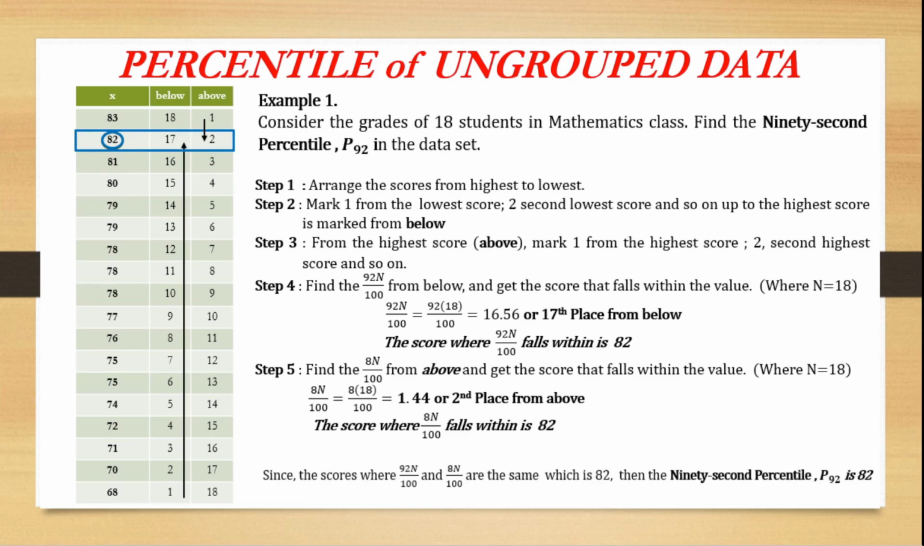Since the scores for 92n over 100 and 8n over 100 are the same, which is 82, then we can say the 92nd percentile or the P sub 92 is equal to 82.